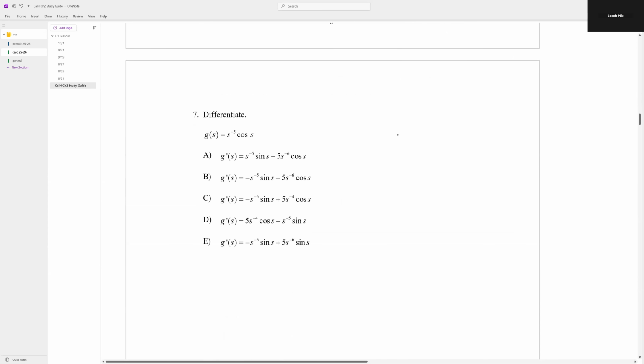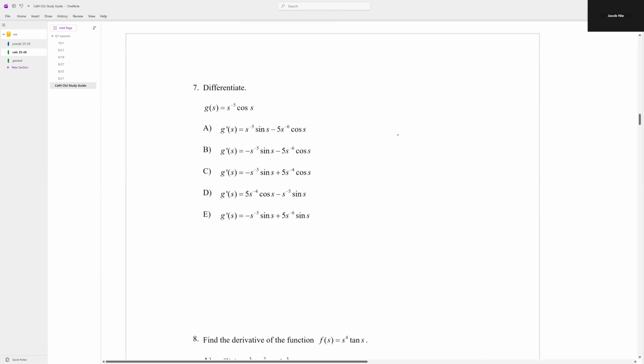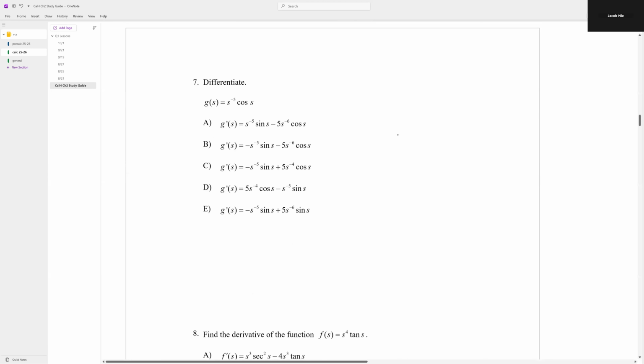All right, question 7 is a differentiation question. And this is going to require us to use product rule because we have the product of two different functions of s that we do know the derivatives for. And so by using product rule, we're going to find that the derivative of g with respect to s, make sure your s's are different than your 5s in your handwriting here.